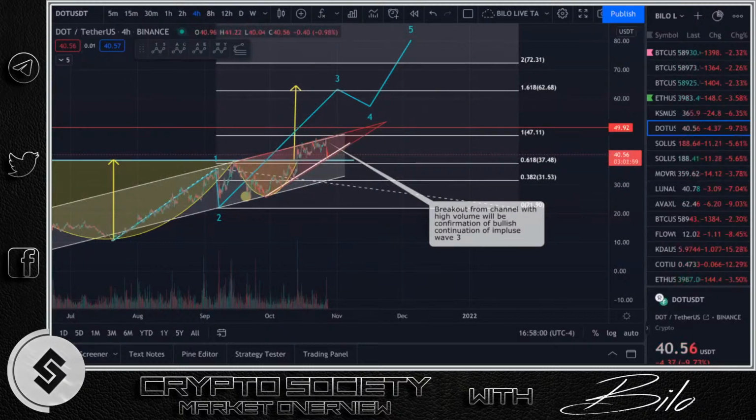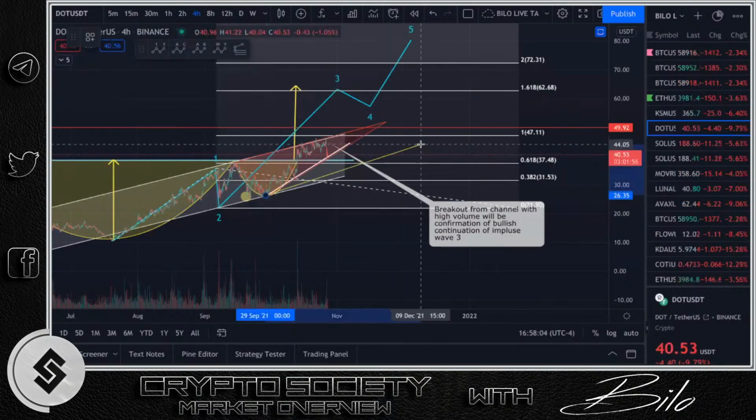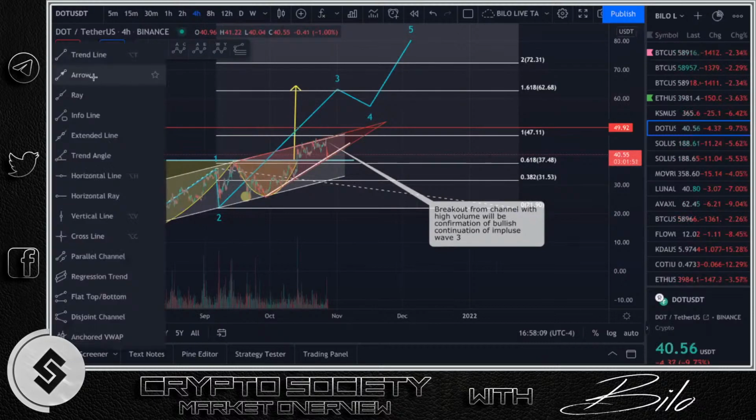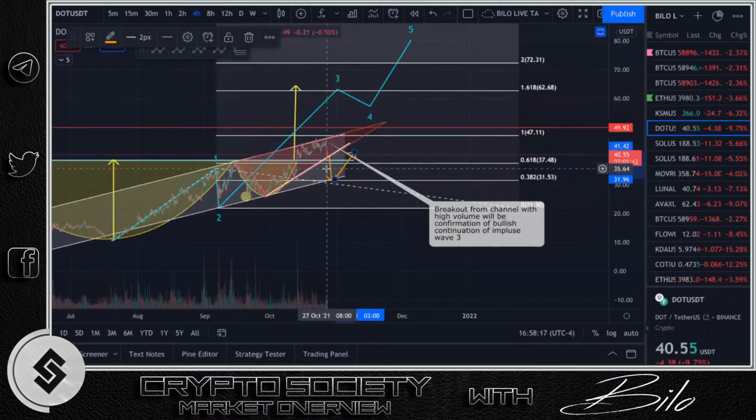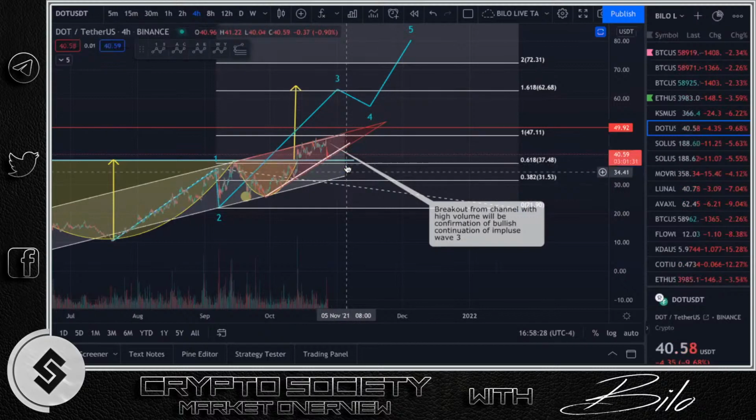Now, you could break down. I'm just going to draw something. We could break down from this bearish wedge and hit the bottom of this channel and then go back up, which is totally fine because we are in a channel and the overall direction of this channel is still towards the top side. Or depending on where you break out.